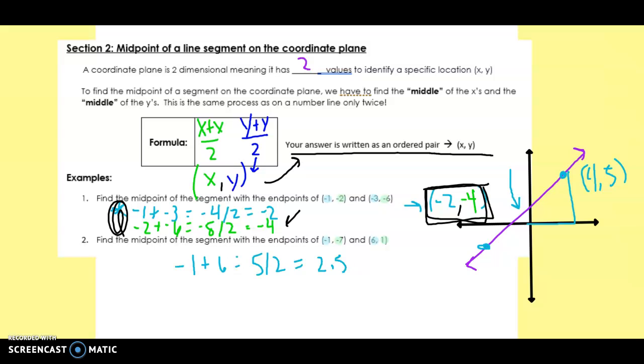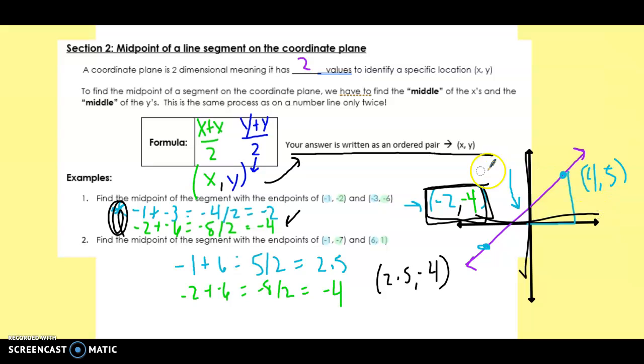Then if I do my y values, I have -2 plus -6, that gives me -8. Divide in half, and I get -4. So again, this is your scratch work. Last but not least, I want you to transform it, take it, and put it into an ordered pair. 2.5 comma -4. Because again, on a coordinate plane, it's an x, y system, you want to make sure that you're expressing your answers the correct way.